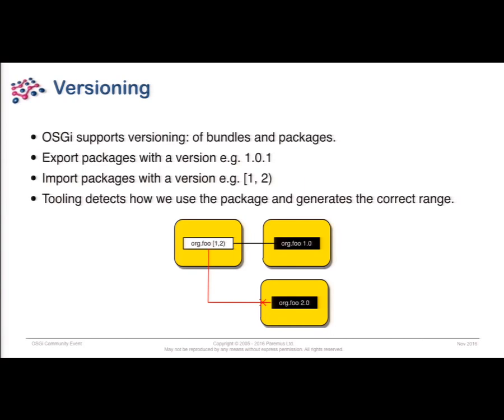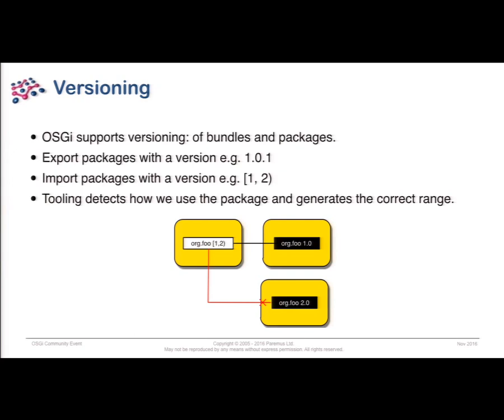Versioning. OSGi supports versioning of bundles and packages. So we export packages, for example, with a version like 1.0.1, and we can import packages with a version range like 1 to 2. The tooling that we use detects what range to use here. So we shouldn't be manually writing these ranges. We should allow the tool to determine, okay, you've consumed an interface, you're not providing the interface, so you can have a nice wide open range from 1 to 2.